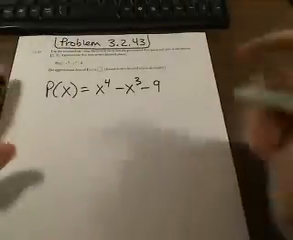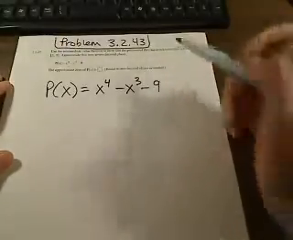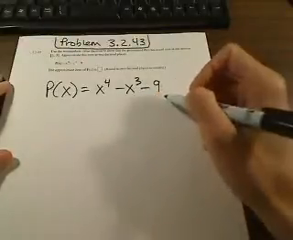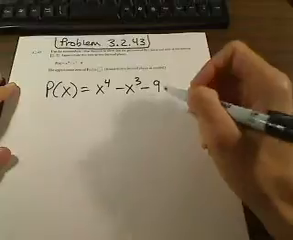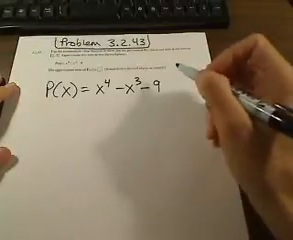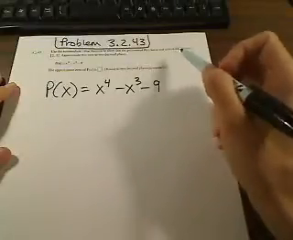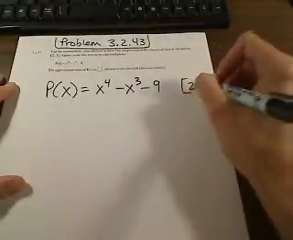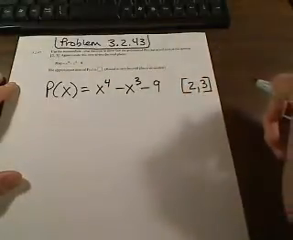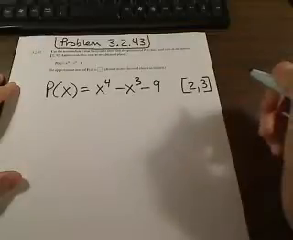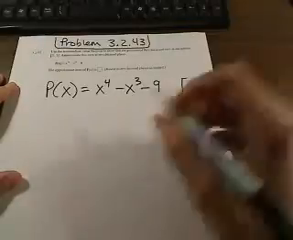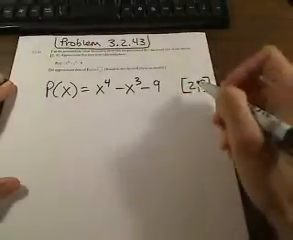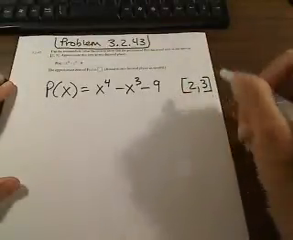Okay, so this is problem 3.2.43, and they give us this function right here, x to the fourth minus x cubed minus 9. They ask us to use the intermediate value theorem to show that the polynomial p of x has a real zero in the interval from 2 to 3. So we're looking at this interval from 2 to 3, and then they want us to approximate the 0 to 2 decimal places. Okay, so the first thing is to use the intermediate value theorem to show that there's a 0 in this interval right here.